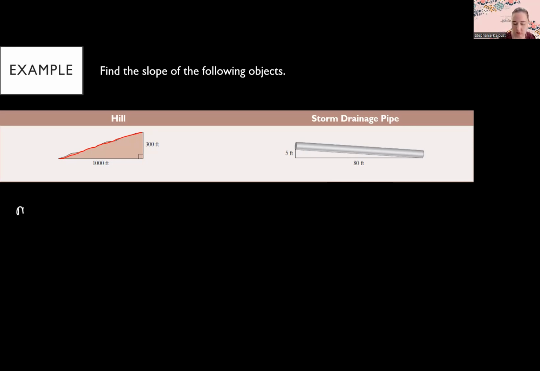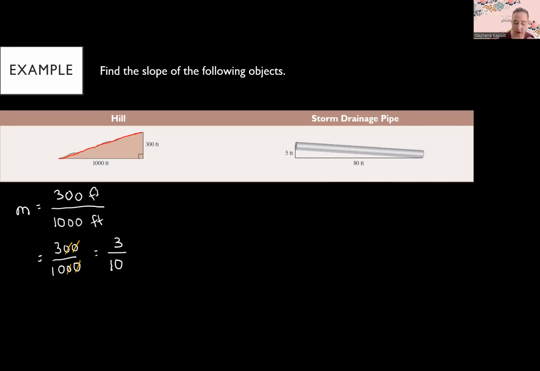So for our hill, it's always rise over run. So we're going up 300 feet, and we're going across by 1,000 feet. So the feet cancel. So we have 300 over 1,000. And then we can reduce. What's nice is when you have zeros, you can basically just cancel out the zeros. It's one of the wonderful things about fractions and powers of 10. And this gives us 3 over 10. So that is the slope of this hill.